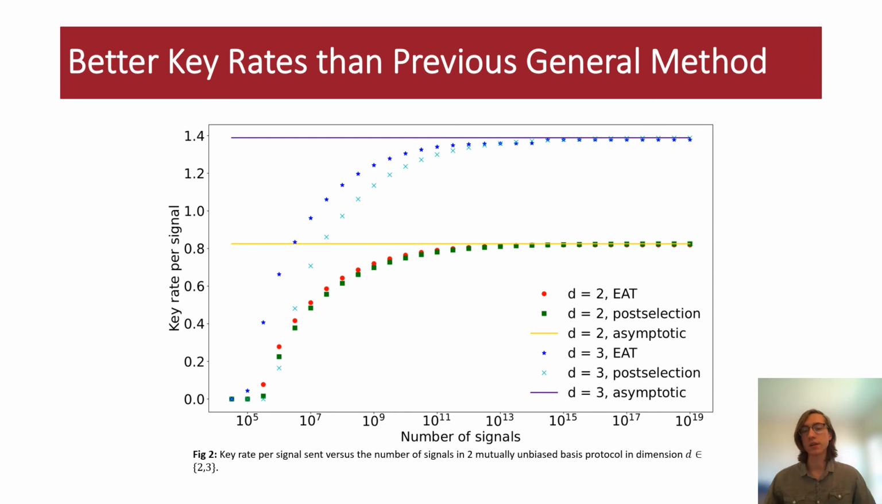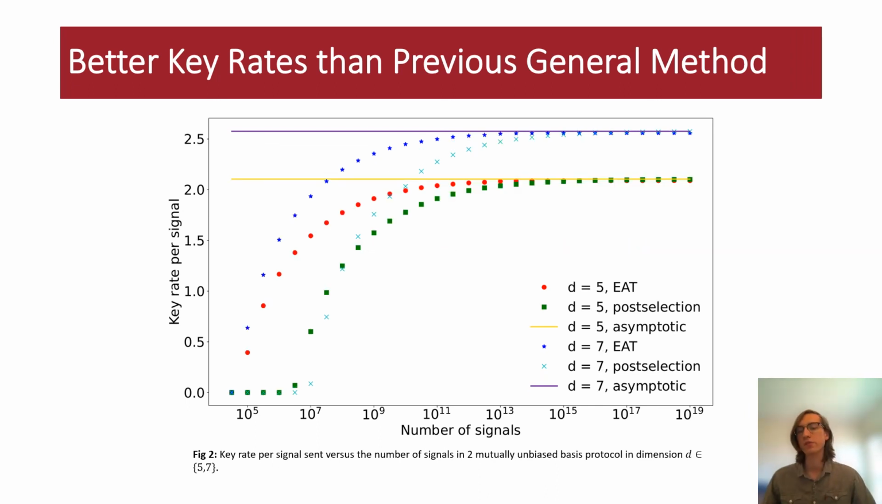So this is really exciting. This tells us this is a good method. And then if you make d go up even higher, then you get bigger and bigger gaps between entropy accumulation and post-selection. But again, even at small dimension, which is generally what people do, we're doing better.